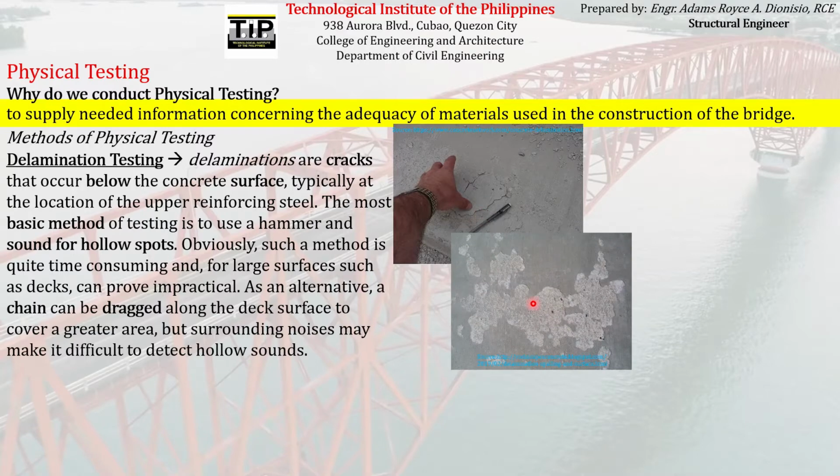So in actual, delaminations look something like this. They actually occur beneath the concrete surface. We can also see this in our home, on our floors, and other concrete components of a particular structure. These delaminations can actually affect the strength of the particular component where the delamination occurred.